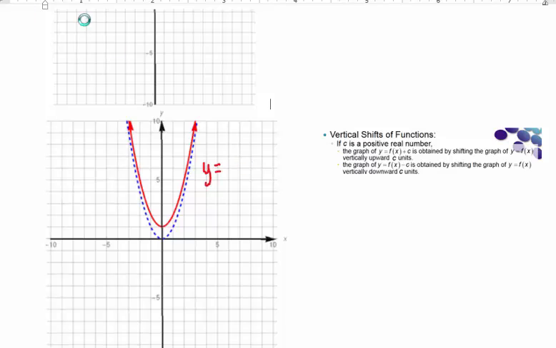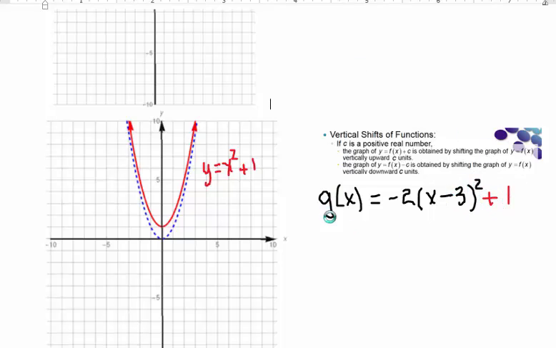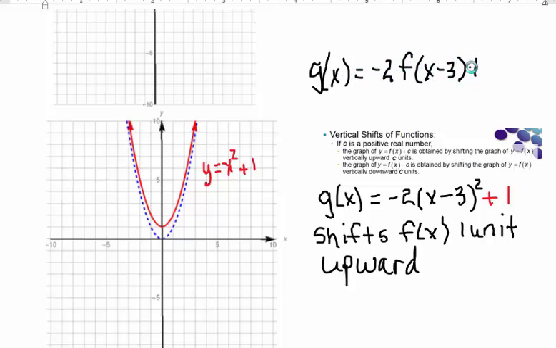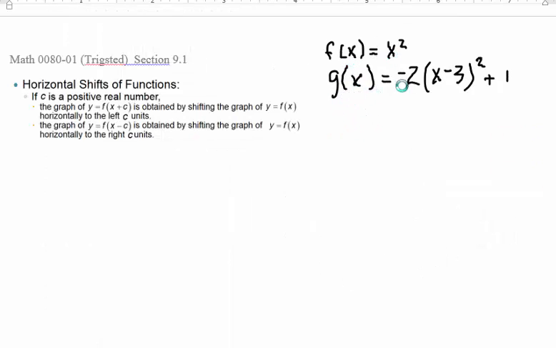And so the red curve is actually the graph of y equal x squared plus 1. So when I look at the function g of x equal -2 times the square of x minus 3 plus 1, I'm putting that in red to show that the effect is what I see on this red curve. G of x shifts f of x 1 unit upward. And we could think of g of x as -2 times f of x minus 3 plus 1. So that +1 is a shift in the graph 1 unit upward.